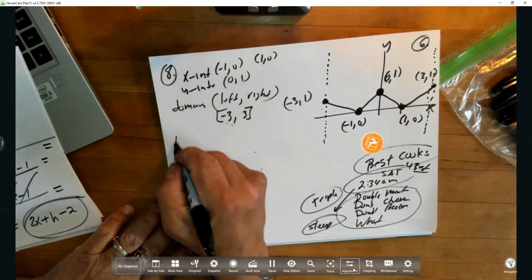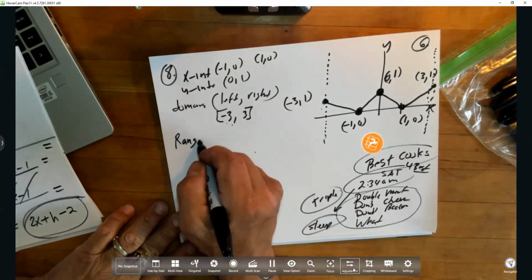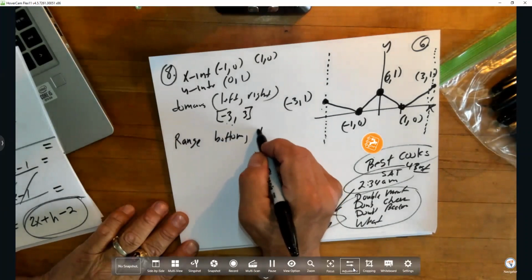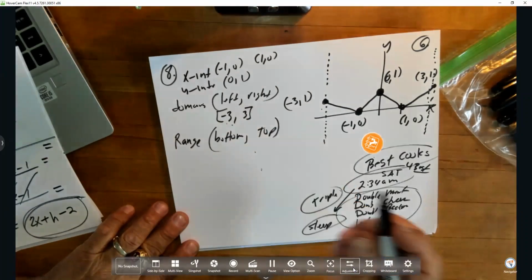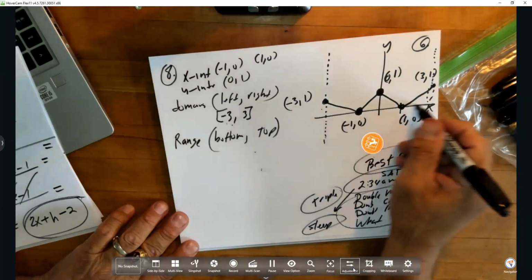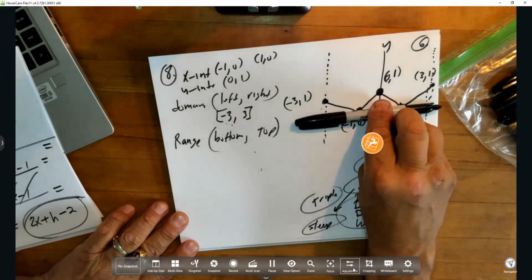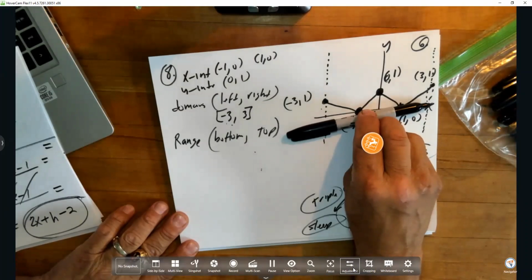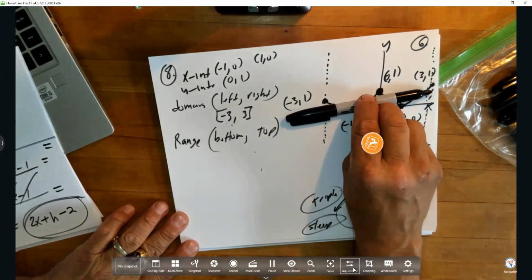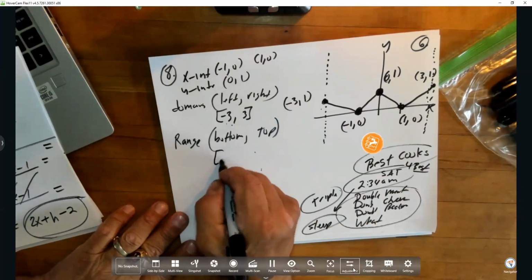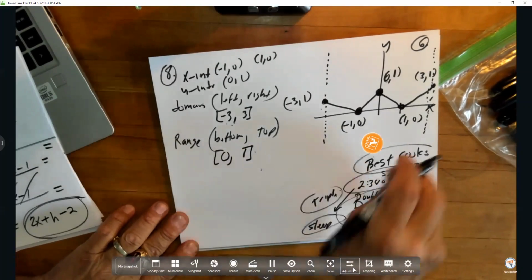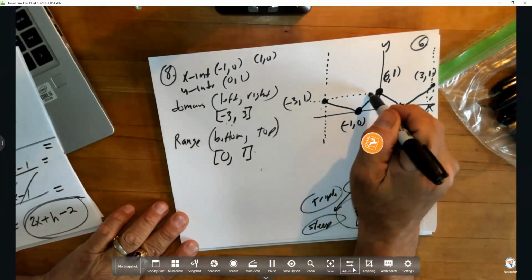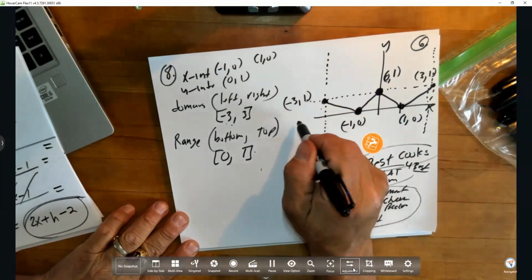So now the other magic word: range. Range is the bottom of the graph to the top of the graph. The bottom of the graph looks like it's right here at 0. See, it's stuck right there at 0. Then it goes up a little bit, and it goes up to what number? 1. So it goes from 0 up 1. And it's trapped like this. It goes like this, and it goes like that.